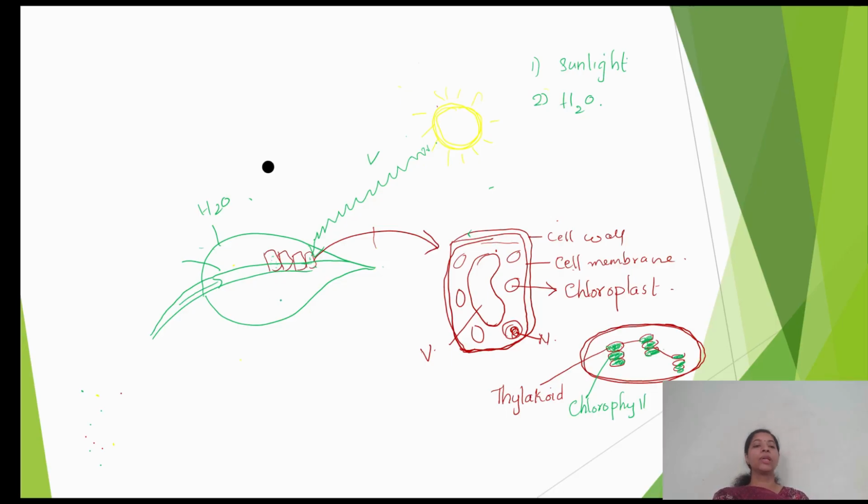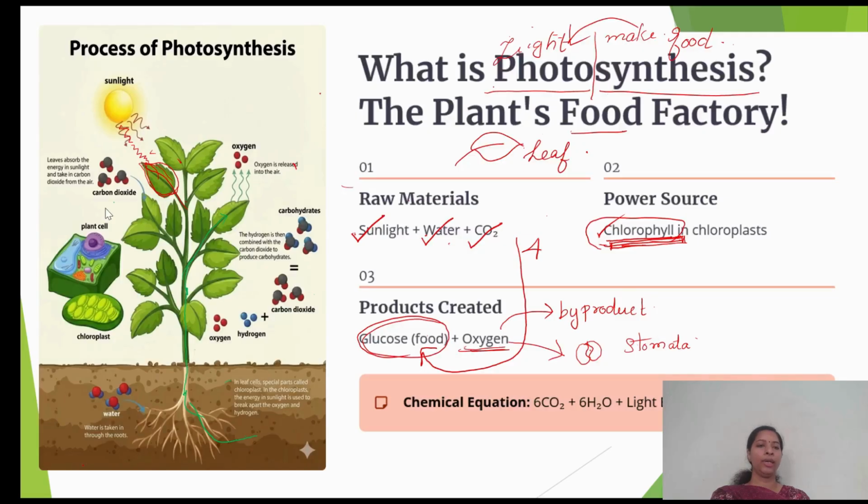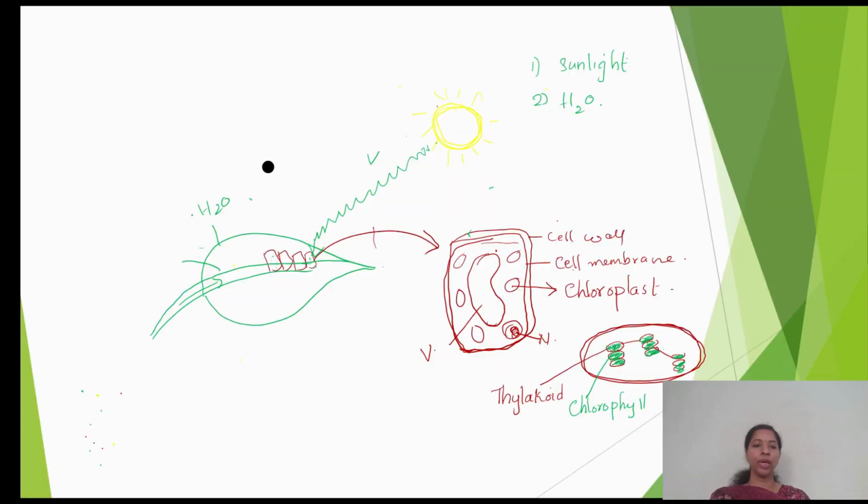From where are these leaves getting carbon dioxide? It is from the air only. So the carbon dioxide will be diffusing into the leaves through the small openings called stomata. These leaves have so many stomata. Stomatal openings will be there, and from the air, who is getting inside? Yes, our carbon dioxide. So we got our third raw material, that is carbon dioxide.